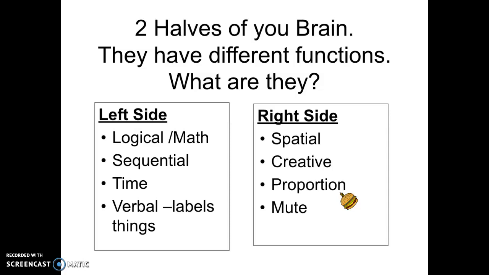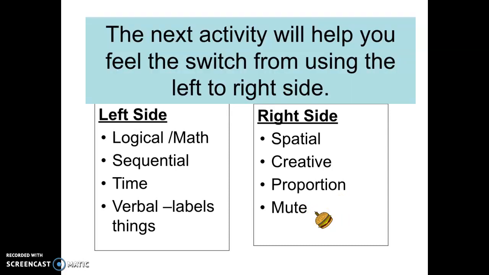And then your right brain is also mute. So you probably will notice that if you really get into a drawing, you will naturally stop talking. You could be in a room with a bunch of friends and you probably just stop because you are shifting to your right brain. You're looking at space and you're thinking about proportion, and you naturally just stop talking. So the right side of your brain communicates through creating. So I want to help you experience the switch from your left to your right side.